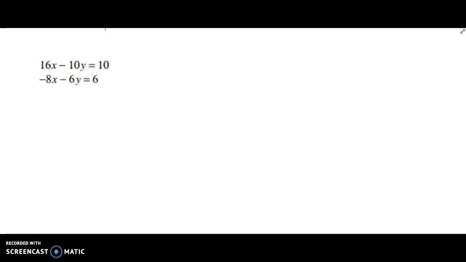I see that this 8 matches up nicely to the 16, where if I multiply the 8 by 2, it'll match the 16 and they'll be able to cancel. So for our first example, I'm going to use the elimination method. So we're going to multiply this whole second equation by 2. This equation did not change.